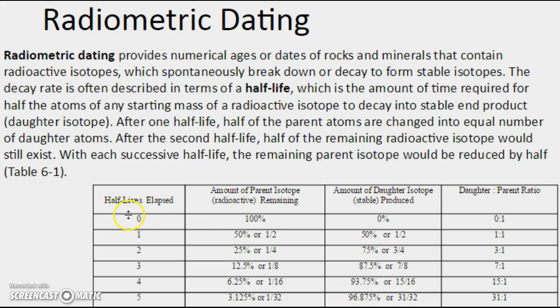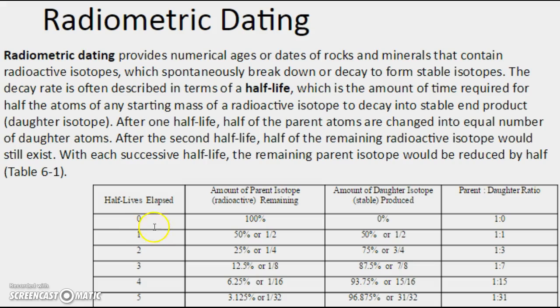So let's look at that in terms of numbers. At the beginning here, I have some value of parent isotope. As I start a reaction, I have the parent, which is unstable. I have 100% of the radioactive material. I have 0% of daughter. It has not decayed yet. We will call this 0 half-life. This would be like our starting point. So we have a 1-to-0 parent-daughter ratio. So it's 100% parent, it's 0% daughter.